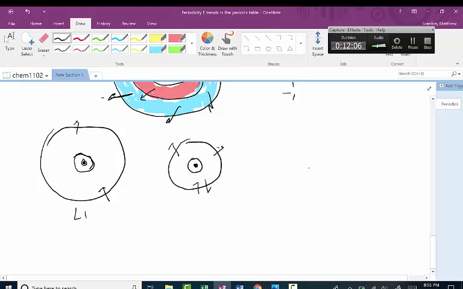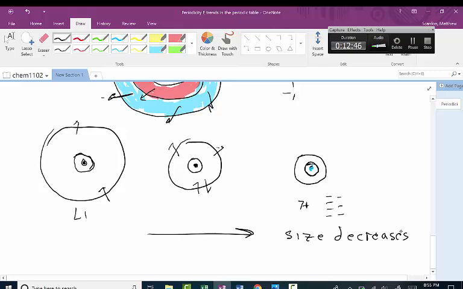And then fluorine, which is way over here. There's my nucleus right here. Here's my first shell right here. Here's my second shell, and it's being sucked in even more because I have 7 plus charges and 2, 3, 4, 5, 6, 7 electrons around it. We see as we go across the periodic table this way, the size decreases all the way through to neon.